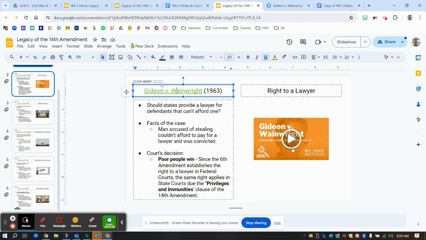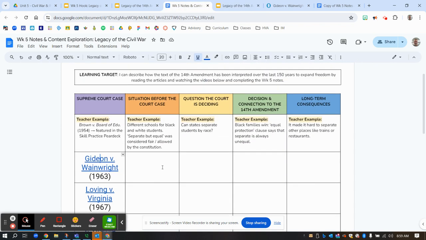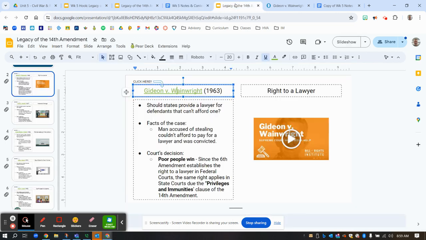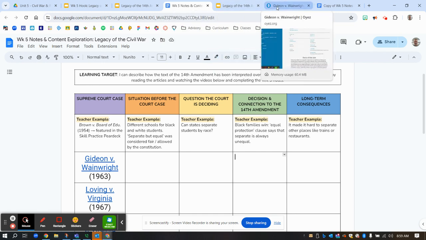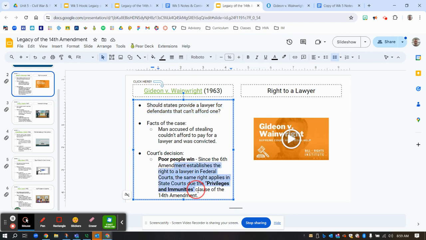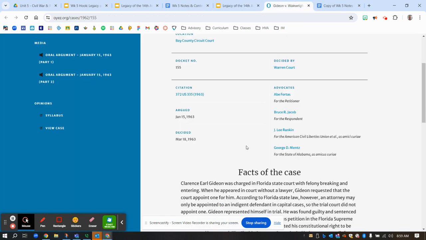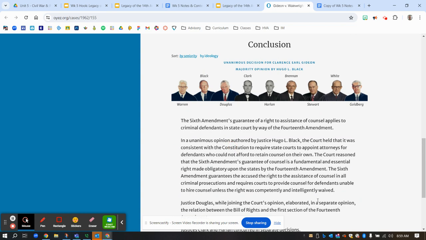So between those 2 things, which shouldn't take too long to read through, you should be able to then complete each of these boxes, just like I did up here. What was the situation before the court case? What was the question the court is deciding? For that one in particular, I think you can just copy and paste this. And then what was the connection to the 14th Amendment? If it doesn't have it explicitly in the video, you'll definitely find it either in this document or when you click through to the case here as well.